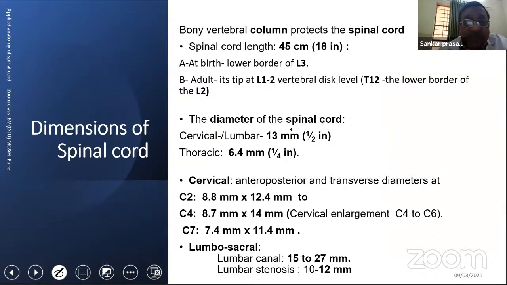And look at the diameter of the spinal cord. It varies in the cervical and lumbar regions. It is 13 millimeters, or 1.3 centimeters, or half an inch. In the cervical region, the AP diameter is 8.8 and 12.4, and the cervical enlargement extends from C4 to C6, that is 8.7 by 14 millimeters. Then the lumbosacral region has a lumbar canal, which is 15 to 27 millimeters.